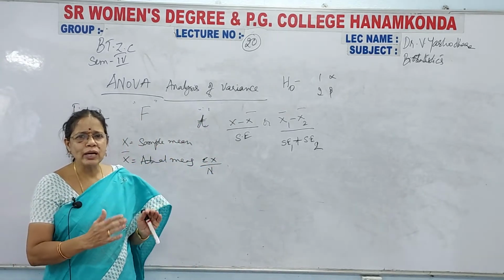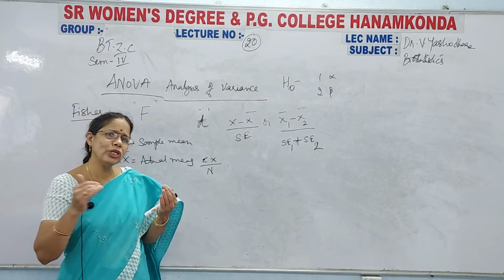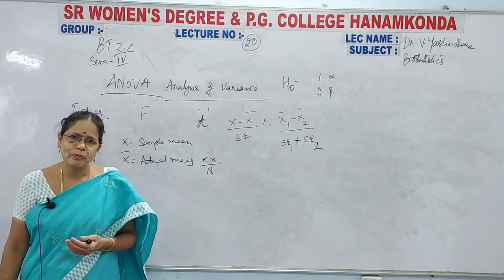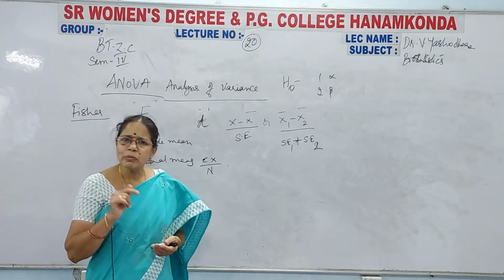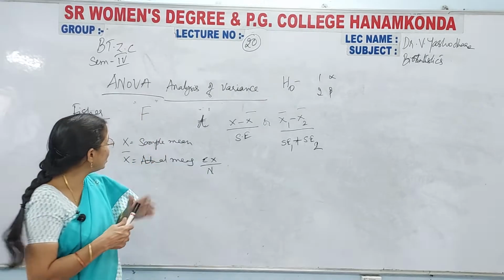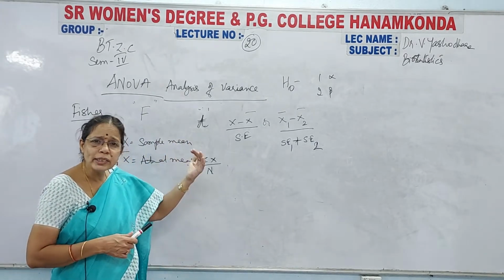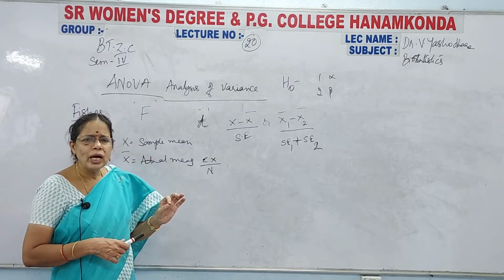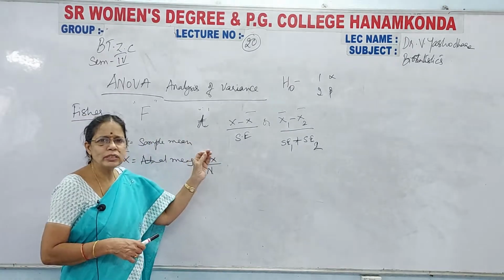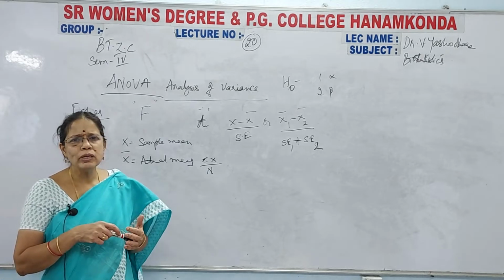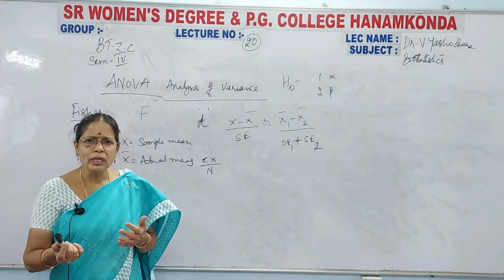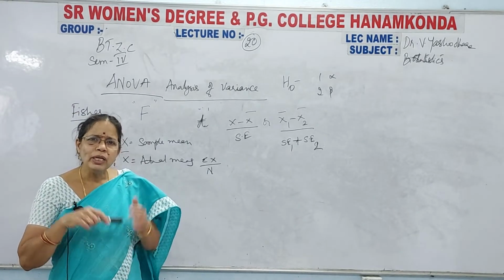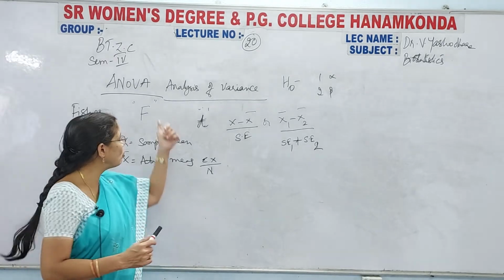Suppose an industry has different processes for the production of this product, that is Dolo 650. When they are producing that product, they can take the help of ANOVA and analyze which method is very simple and very advantageous for the industry personnel as well as for the patient. Which method is beneficial, that method can be identified with the help of ANOVA.